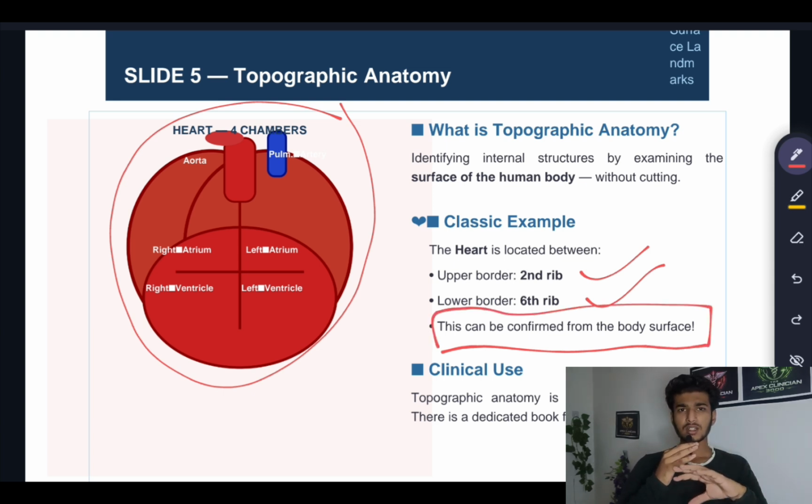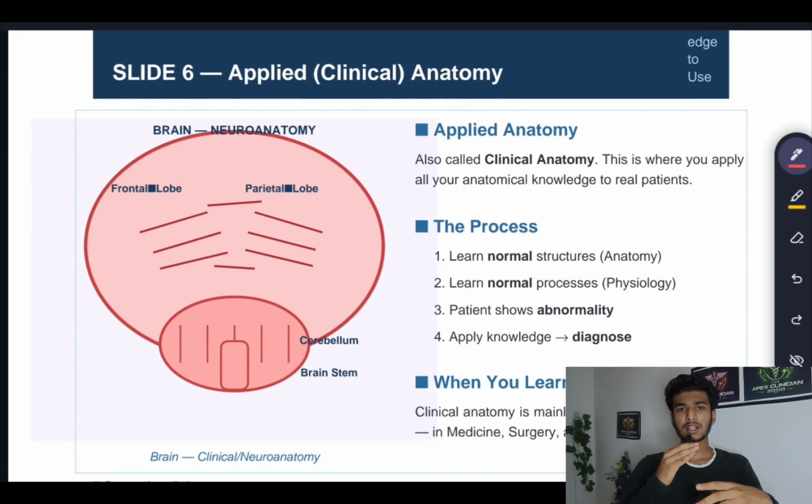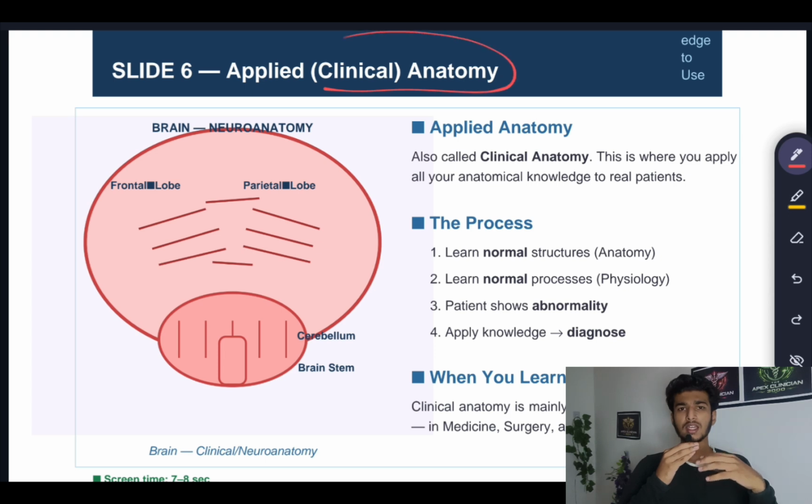Basically, you will learn all this topographical anatomy in surgery. In surgery, you will have a special book for this topographic anatomy. After topographical anatomy, you will have applied anatomy, which is also called clinical anatomy. Here, you will see what symptoms occur inside a human body. You have seen the normal functioning and normal structures present, but now you will be applying all these things.